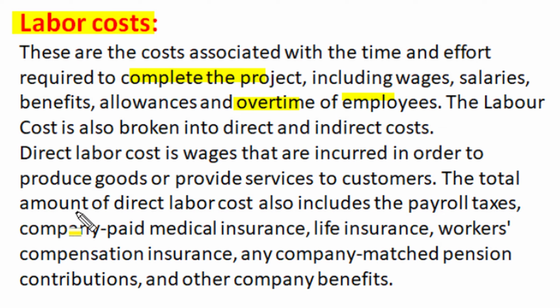The labor cost is also broken into direct labor cost as well as indirect labor cost. Direct labor cost is wages that are incurred in order to produce goods and services as deliverables of projects. The total amount of direct labor cost also includes the payroll tax the company paid, medical insurance, life insurance, workers compensation insurance, and any company matched pension contribution and other company benefits given to its employees.